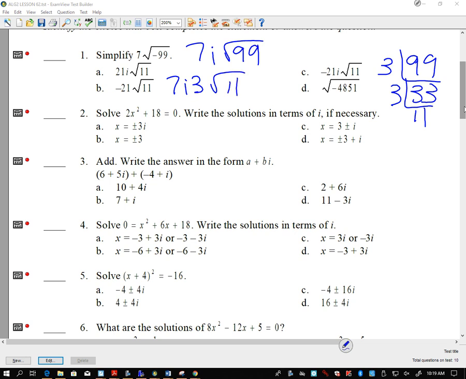Can I simplify in here? Remember, this is all multiplication, so 3 times 7 is 21. So we would take 21i radical 11. Does this make sense? So far, so good? Okay.